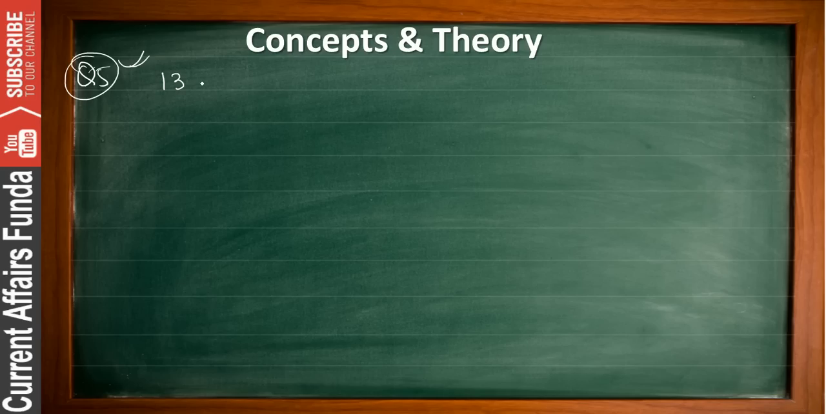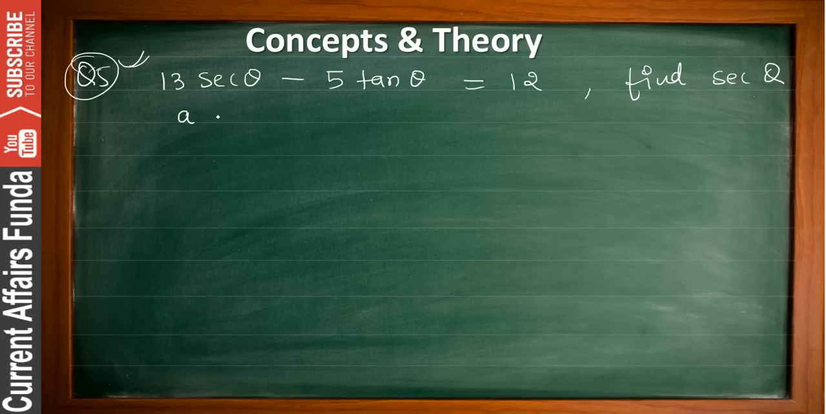That is 13 sec theta minus 5 tan theta, that is equal to 12. Okay. So you need to find the value of sec theta here. So friends, this is the structure of the usual previous year questions. That means earlier we have already shown you, if a sec theta minus b tan theta equals under root a square minus b square, okay, so from here this is a kind of triplet.